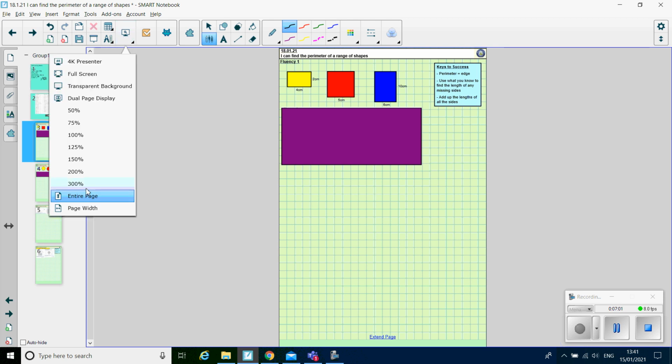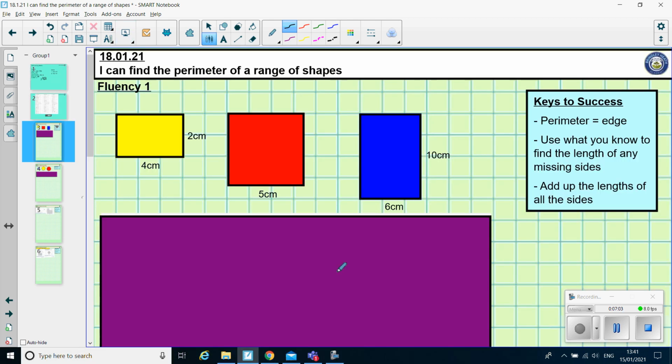Now we're going into the main part of our lesson. So our I can today is I can find the perimeter of a range of shapes. Now, first of all, some of you might be thinking, I don't remember what perimeter is. That is the first thing we need to know. So perimeter is like the edge of a shape. The way I like to remember it is perimeter has got the word rim in it, and rim is like the edge of a shape.